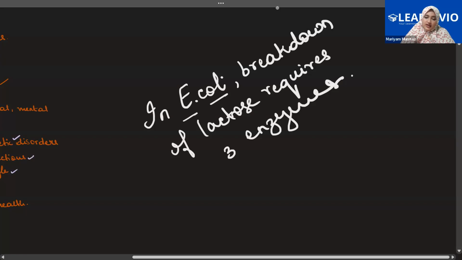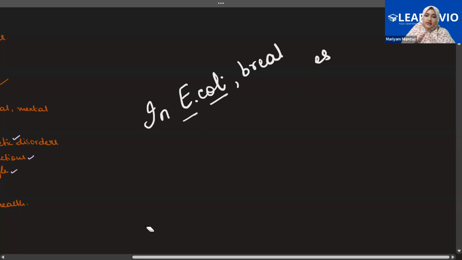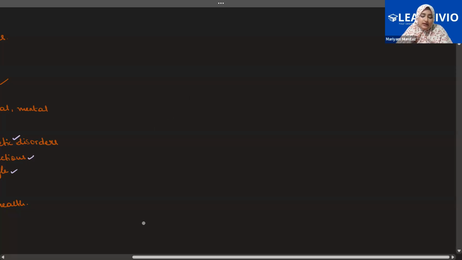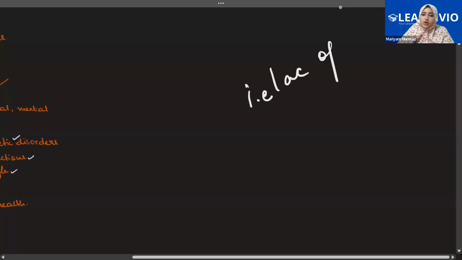Now, these enzymes are synthesized together in a coordinated manner by a functional unit of DNA. Then you write down that it is the lac operon.